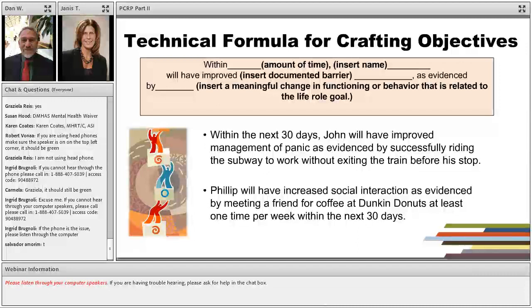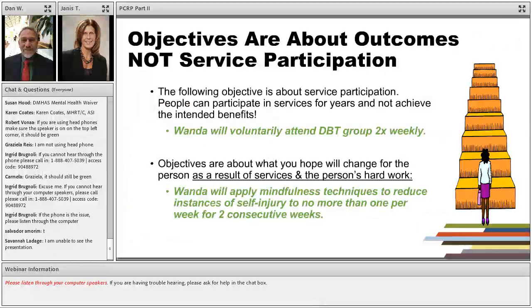So, for example, you may have John who is working on his recovery plan of maintaining his job or getting his job back in the community. Maybe part of what's been interfering with that is his panic disorder, and he's been unable to be consistent in his attendance because he's having difficulty riding the subway. So maybe within 30 days, he's going to have improvement in his management of his panic symptoms as evidenced by successfully riding the subway to work without exiting the train before his stop. Again, this is based on real experience where these were issues of folks interfering with their goals.